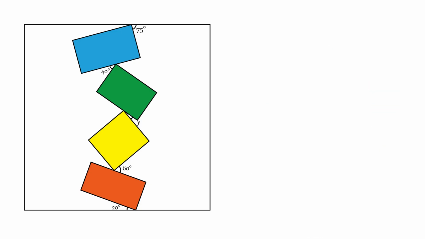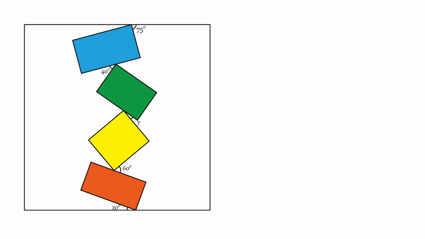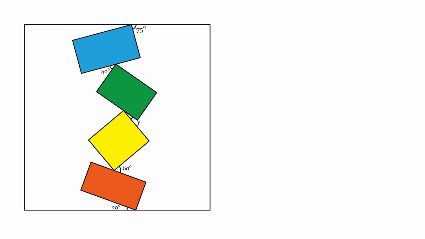Remember, each rectangle corner is exactly 90 degrees. Between these rectangles, we're given angles: 75 degrees, 40 degrees, 60 degrees, and 20 degrees. Our mission? Find the angle Y located right at the intersection between the green and yellow rectangles. All clear? Awesome. Let's jump in.